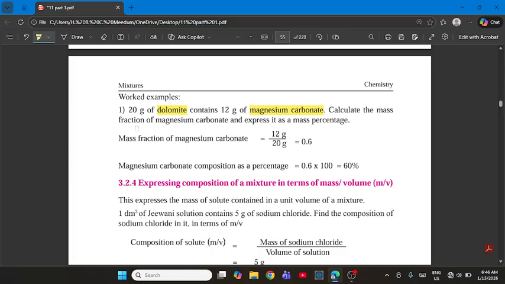Calculate the mass fraction. So 20 gram of dolomite is the total. Inside it there is 12 gram of magnesium carbonate. Calculate the mass fraction of magnesium carbonate and express it as a mass percentage.